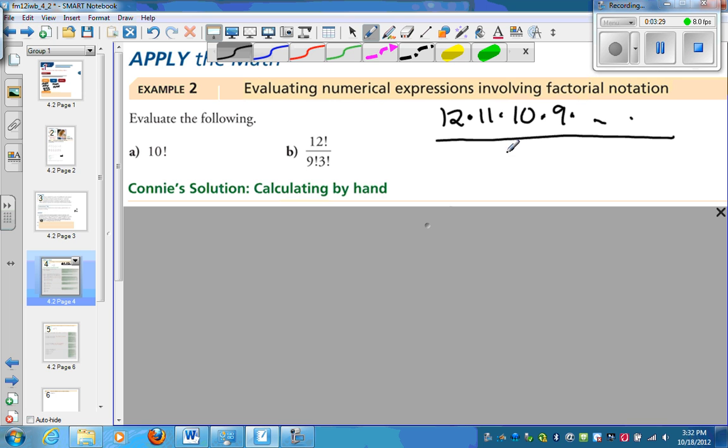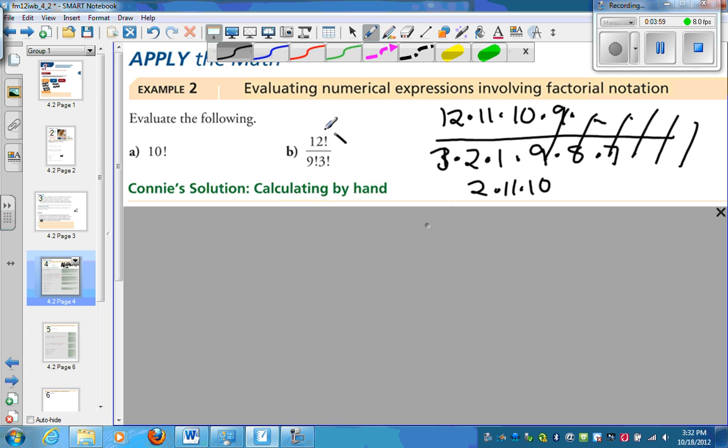Okay? We're dividing that by 9 factorial, so times 3 factorial. I'm going to do the 3 first. So the 3 is going to be 3 times 2 times 1. And then the 9 factorial is going to be 9 times 8 times 7. So you can see all of these factors are going to cancel out. So really, I have 12 times 11 times 10 divided by 3 times 2. Well, 3 times 2 is 6. 12 divided by 6 is 2. So I'm really left with 2 times 11 times 10. Okay? So this could be done in your calculator, or you could look for things that are going to cancel out.